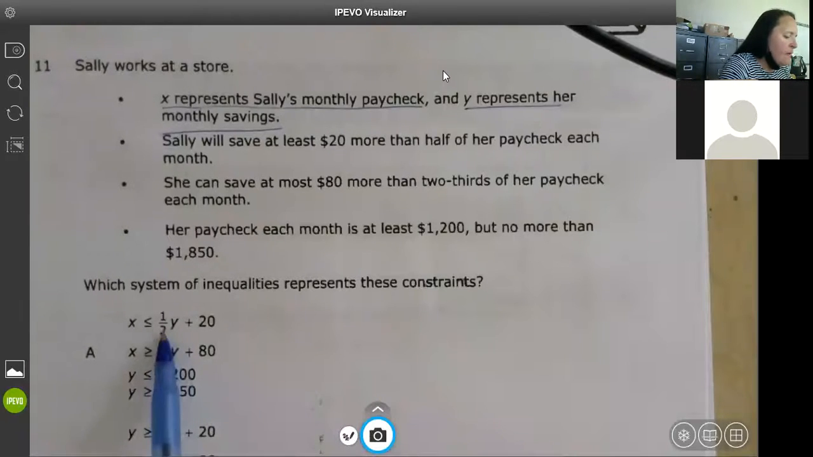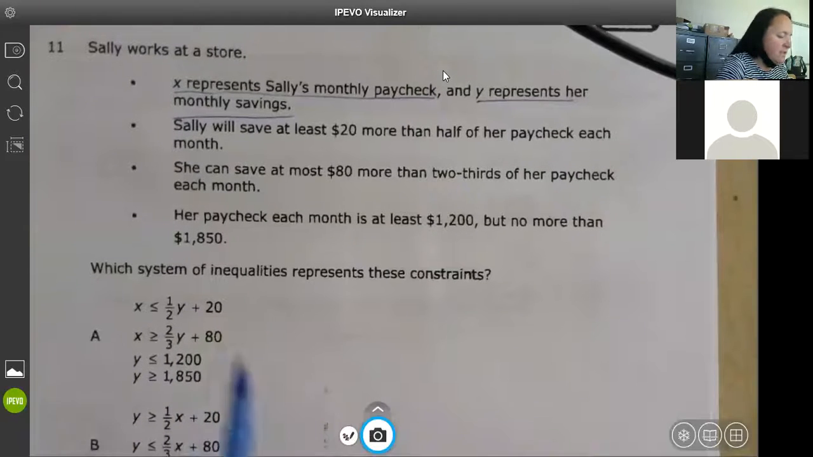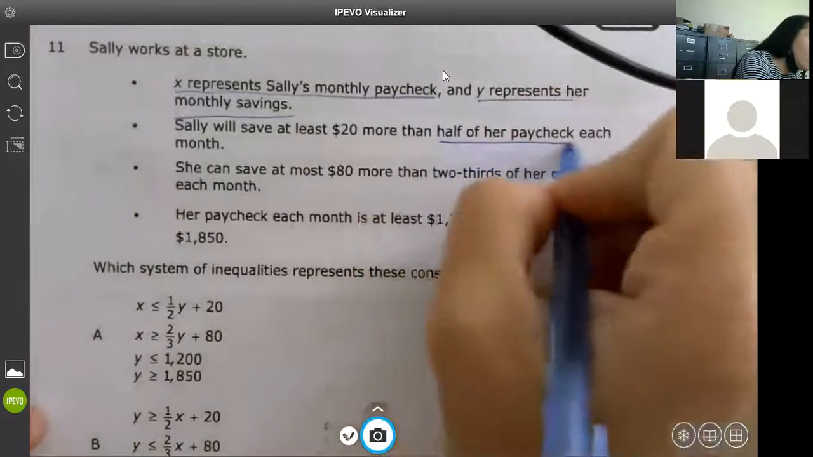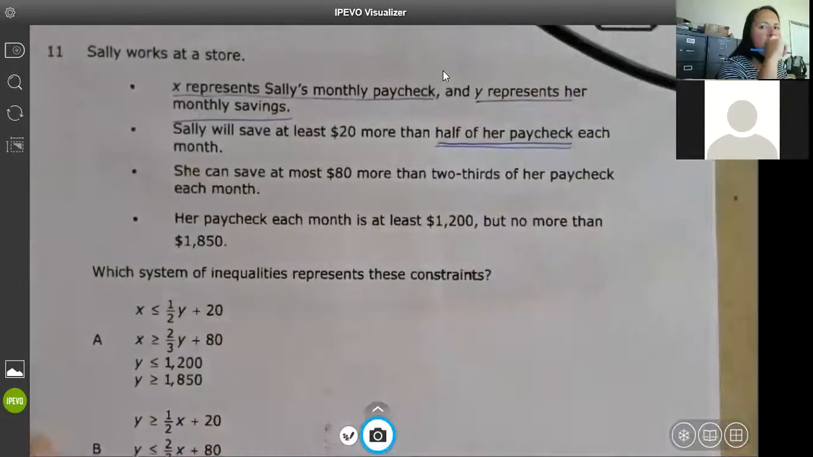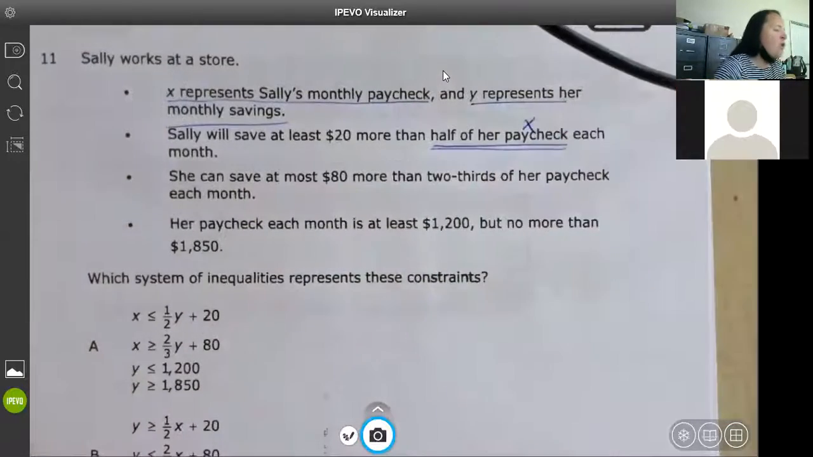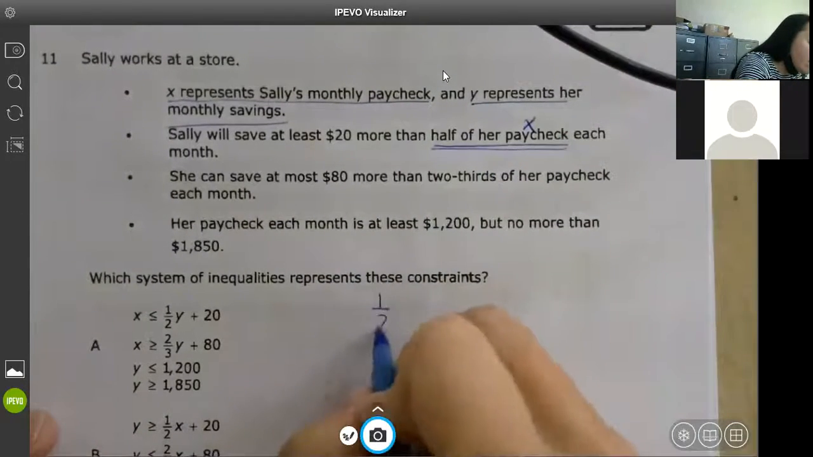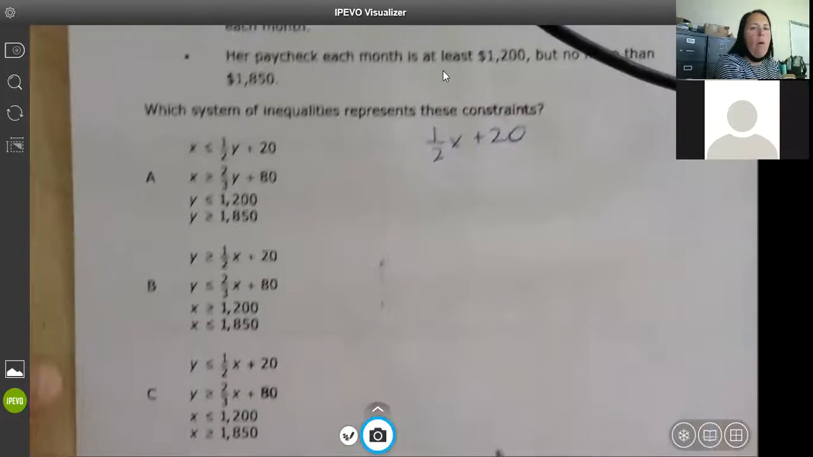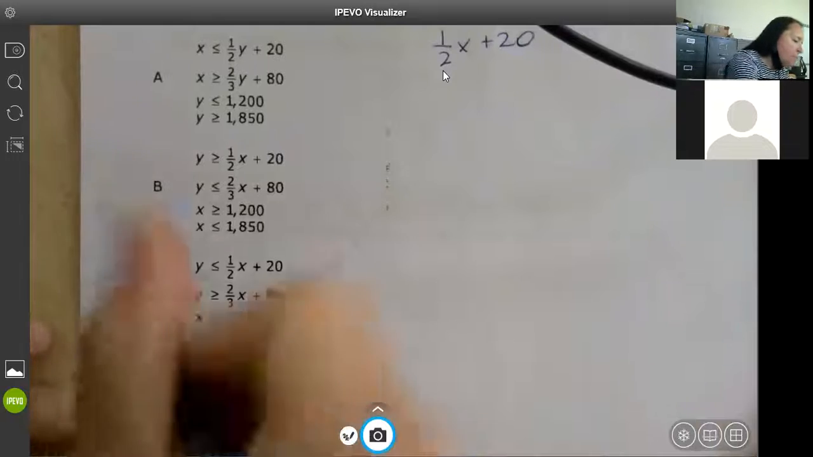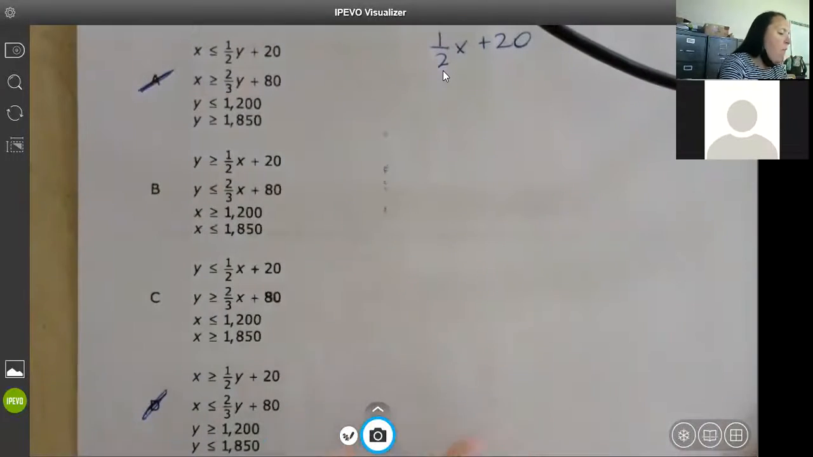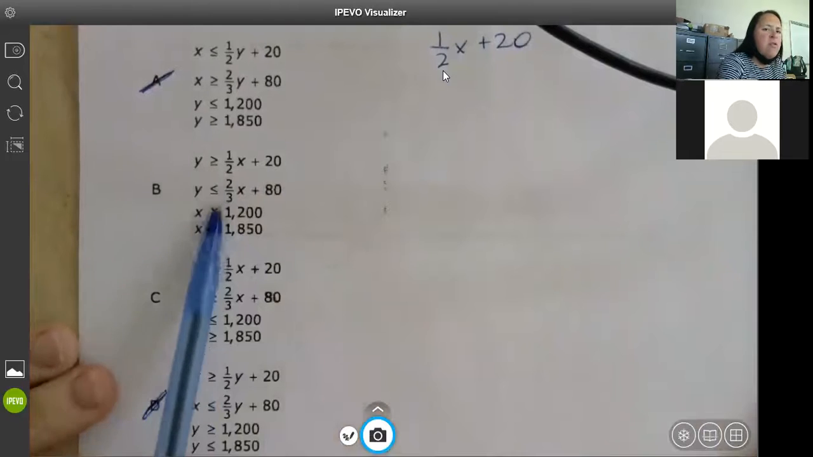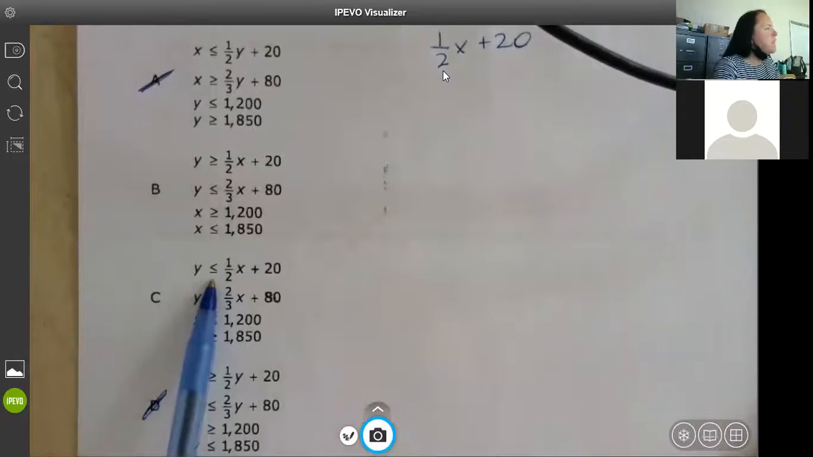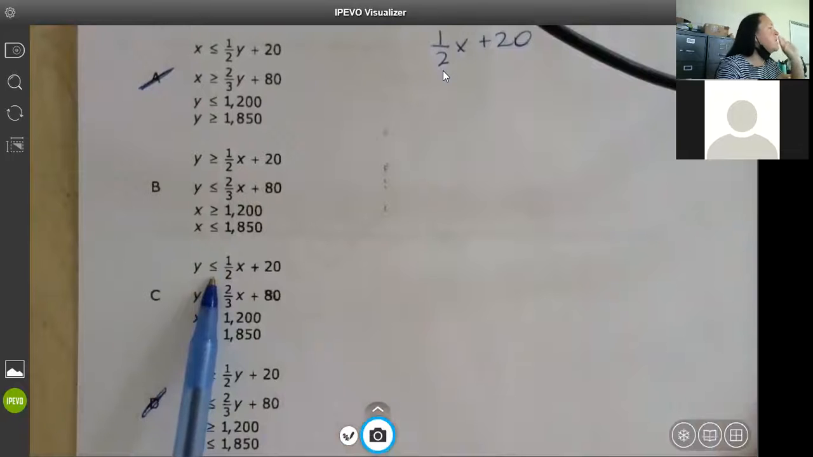How do I do this? Do I do 1/2 Y or 1/2 X? Because they're all the same. Half of her paycheck. What was paycheck? X. So half of her paycheck, X. So half X. And then plus 20. So what's that eliminate? And if you look, this one says greater than, and this one says less than. So if you're not sure which one to use because you don't know your inequalities, let's move on to a different one and see if we can figure something else out. Okay.